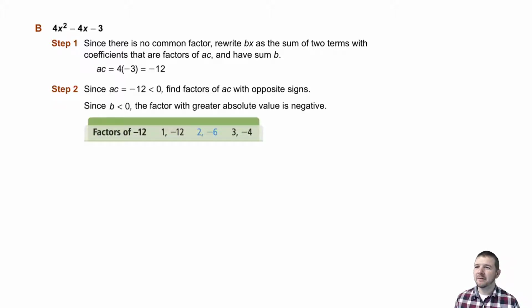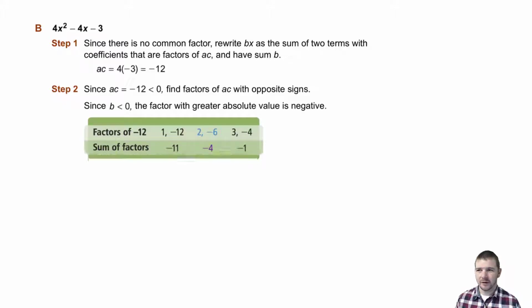So in the table, we can see the factors of negative 12, having opposite signs as required, but also written so that the factor with the greater absolute value is negative. We have 1 and negative 12, 2 and negative 6, and 3 and negative 4. Below that, the sum of those factors, and we can see that 2 and negative 6 is the pair we're looking for because they sum to negative 4.